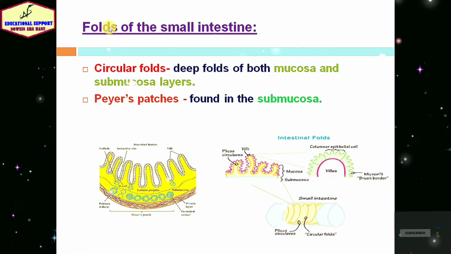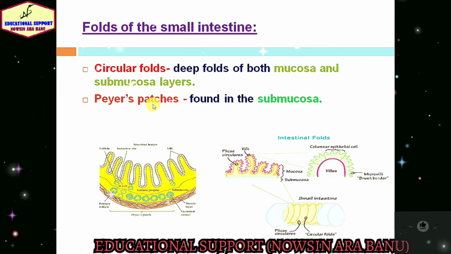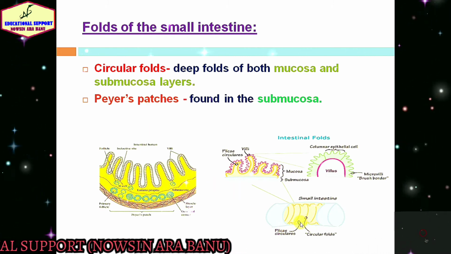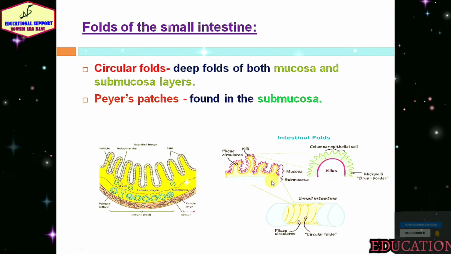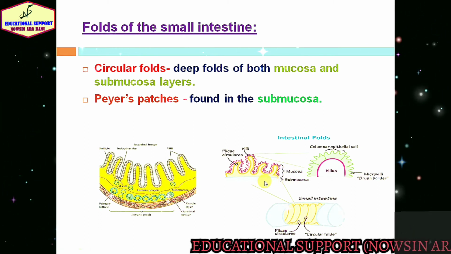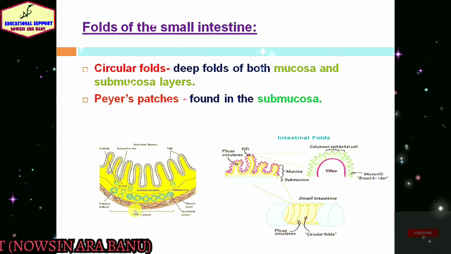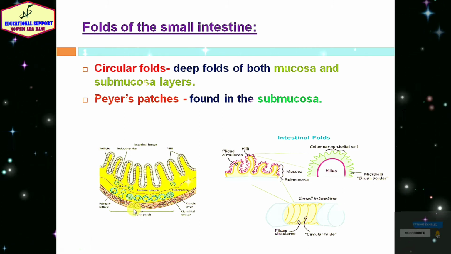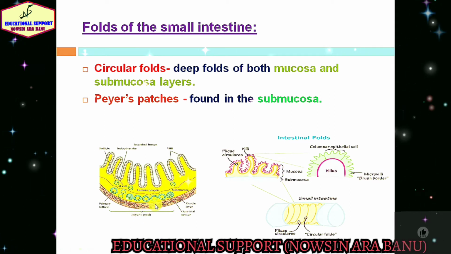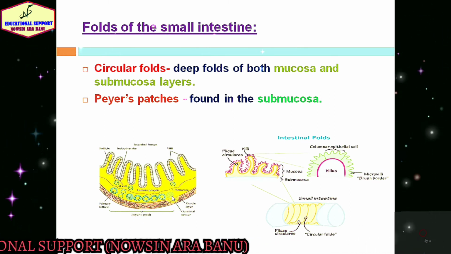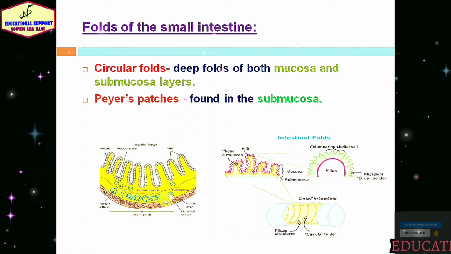Next are the folds of the small intestine: circular folds and the Peyer's patches. Circular folds are deep folds of both the mucosa and submucosa layer. They don't disappear when food fills the small intestine. And the Peyer's patches are collections of lymphatic tissue found in the submucosa layer, increasing in number towards the end of the small intestine.